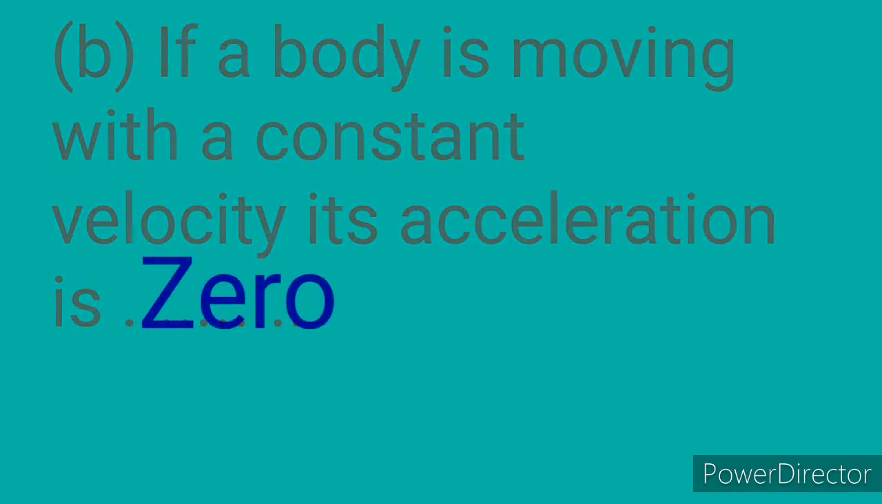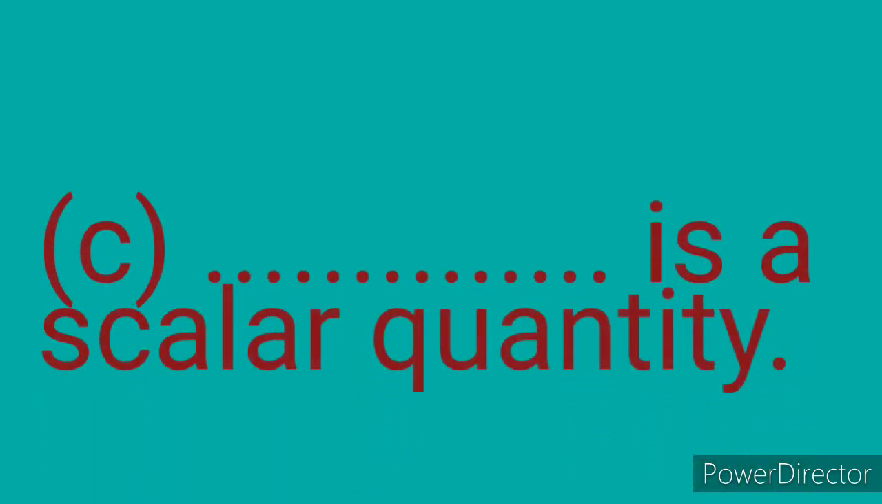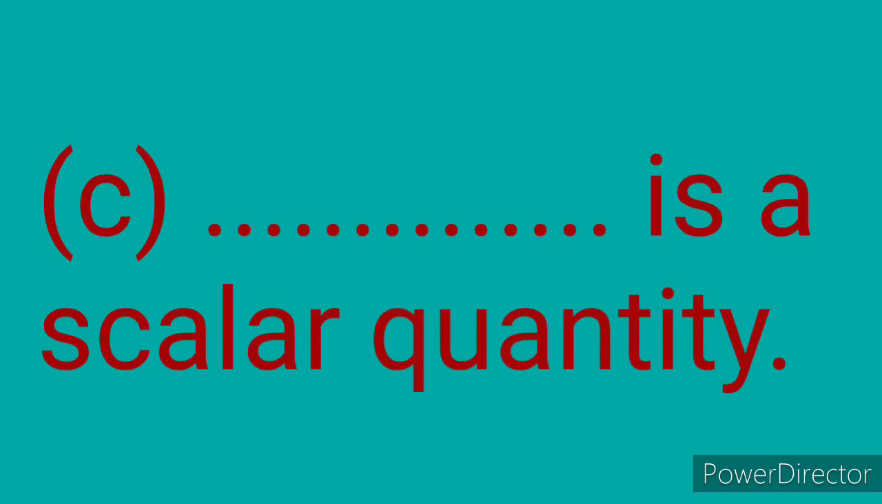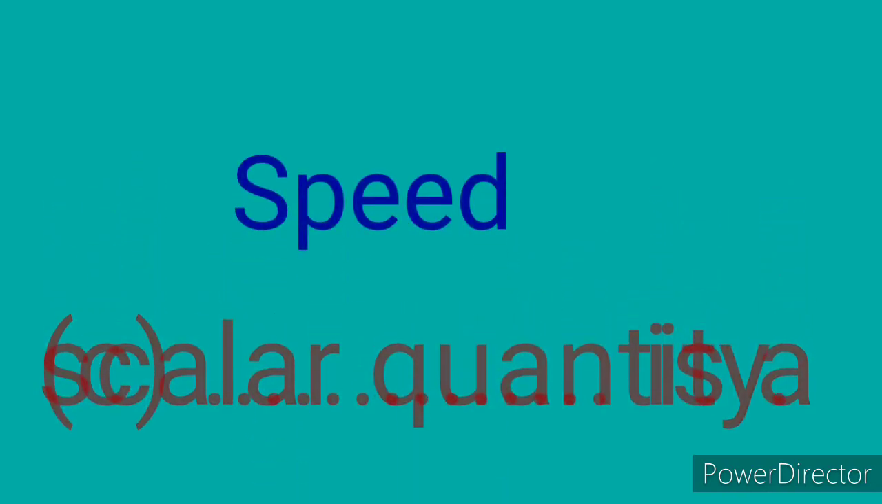Now the third blank is given: is a scalar quantity. So you know that a scalar quantity has magnitude only and not direction. We know that the quantity which has magnitude only is the speed. From the given options, speed is a scalar quantity.